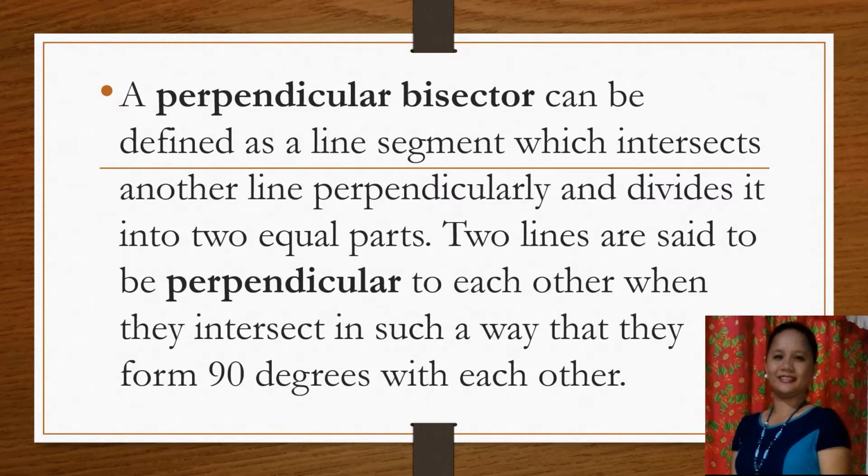A perpendicular bisector can be defined as a line segment which intersects another line perpendicularly and divides it into two equal parts. Two lines are said to be perpendicular to each other when they intersect in such a way that they form 90 degrees with each other. Now this time, kindly prepare your SLKs because I will be explaining the activities found in your SLK. That's activity 1, 2, and 3.